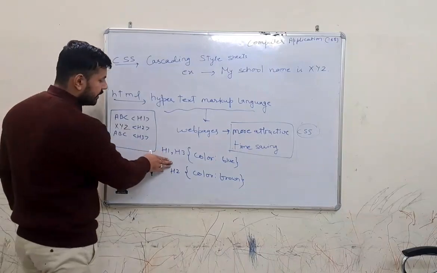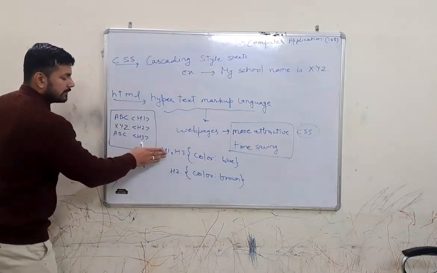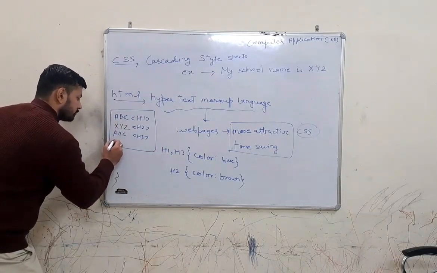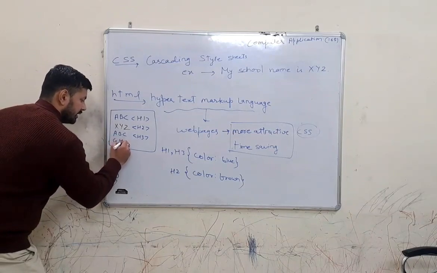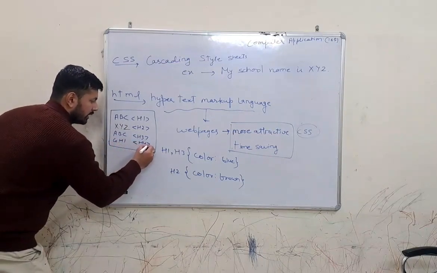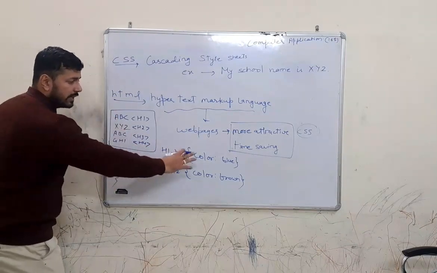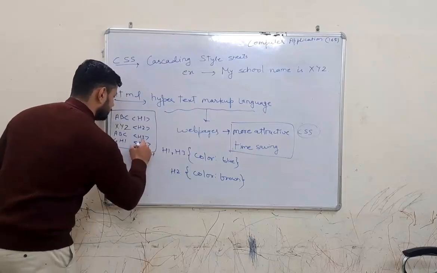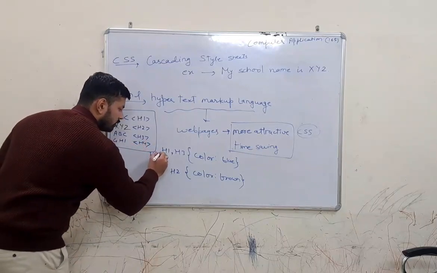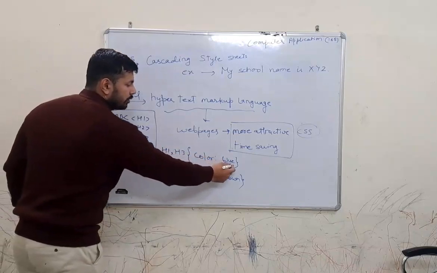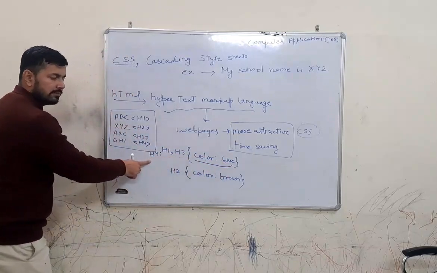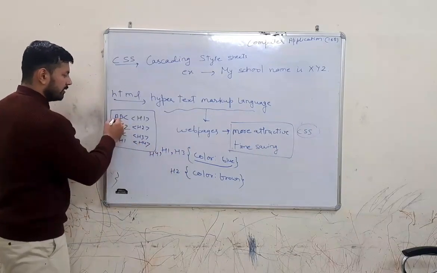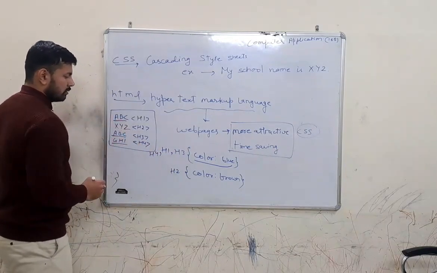But in CSS we don't have to do that. We just have to select the selectors, different selectors. If I add one more, like GHI as heading level 4 and want to apply this, you don't have to write the whole code again and again. Just type H4, H1, H3. You write the property once, then give the selectors' names, and it will apply the color blue in all of these.